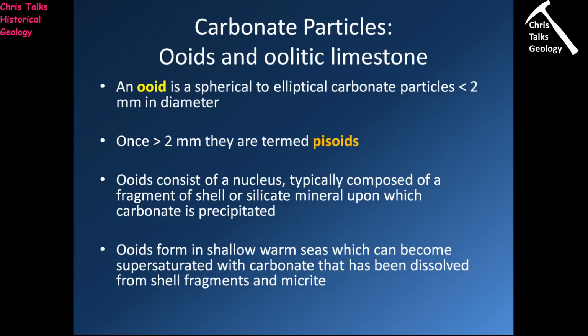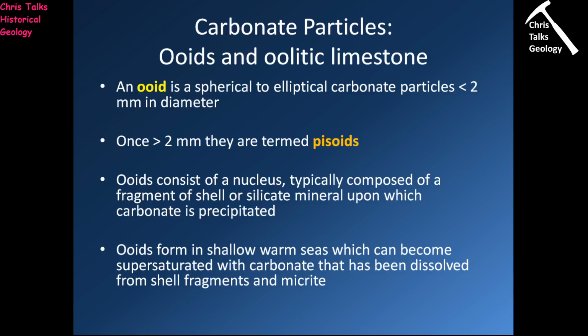So if we're trying to think of carbonate particles, then there's only really two types of carbonate particle that really stand out. There's the ooids and the pisoids. So an ooid is a spherical to elliptical carbonate particle which is less than 2 millimeters in diameter. A pisoid is the same thing, just greater than 2 millimeters in diameter. So ooids consist of a nucleus, which is typically a piece of shell, or maybe some kind of silicate mineral like a piece of quartz. And what happens is the carbonate starts to nucleate around that nucleus. So you deposit layer after layer after layer of carbonate around that nucleus.